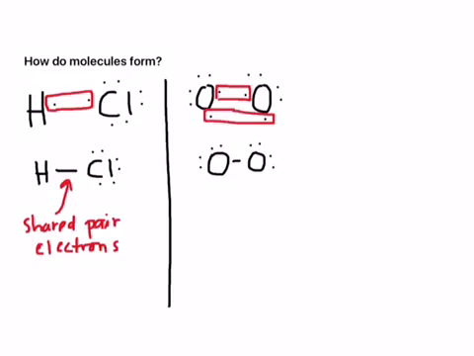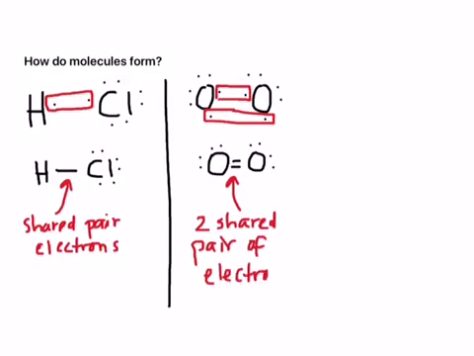Now since they're shared, I'm going to put those two between them as well. So this time we have two shared pairs of electrons. And we call that a double covalent bond. So in the example of HCl, we have a single covalent bond, and in the example of diatomic oxygen, we have a double covalent bond.